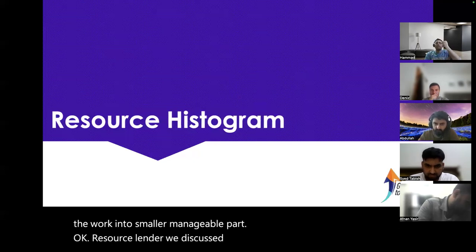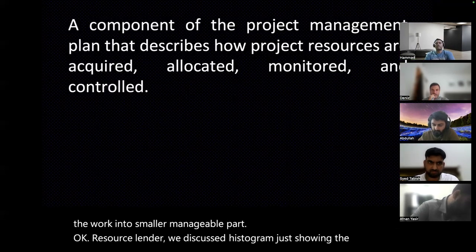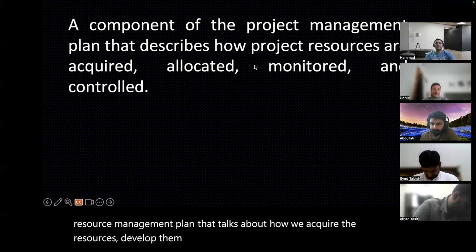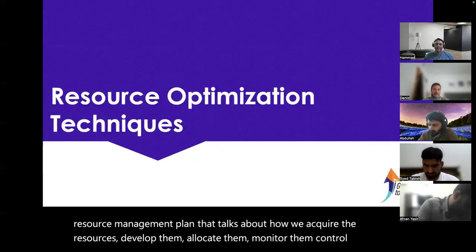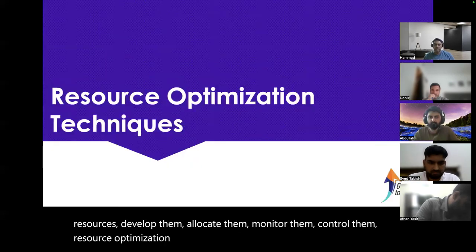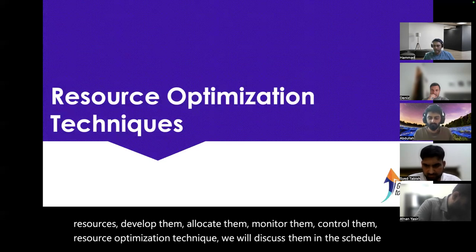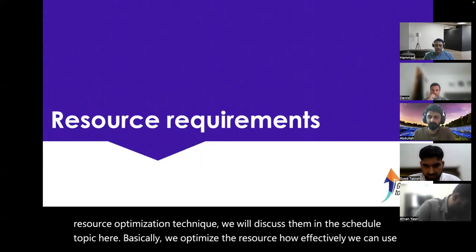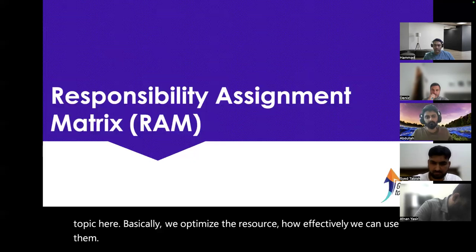Histogram, just showing the resources. Resource management plan talks about how we acquire the resources, develop them, allocate them, monitor them, control them. Resource optimization techniques, we will discuss them in the schedule topic. Here, basically, we optimize the resources, how effectively we can use them. RAM, responsibility assignment.